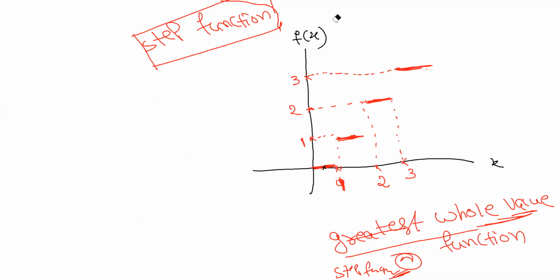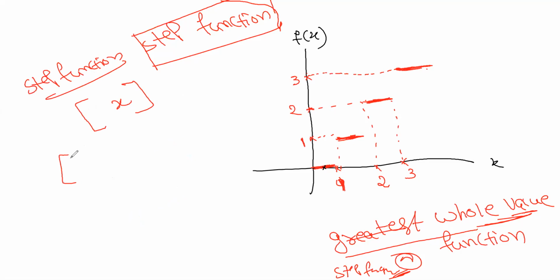Step function is denoted by square brackets. This is the step function. If anywhere in maths you see this bracket, you have to read it as step of 2.1. The value of step of 2.1 is 2. Step of 4.9 would be 4, right? It is 4.